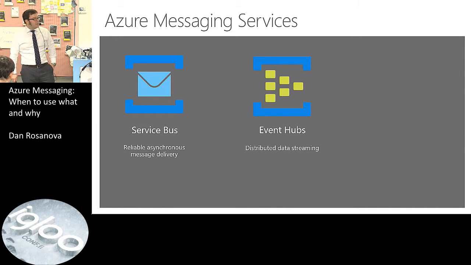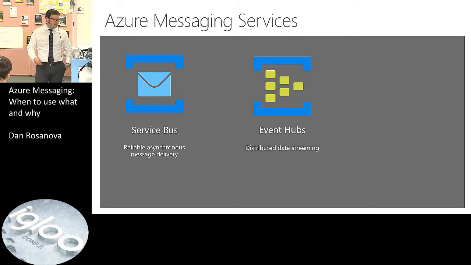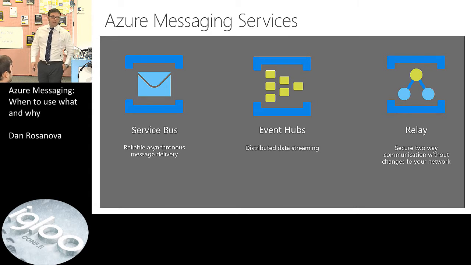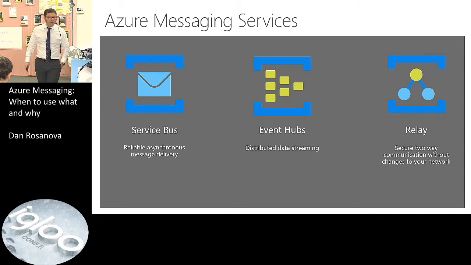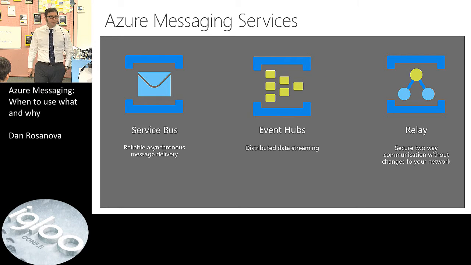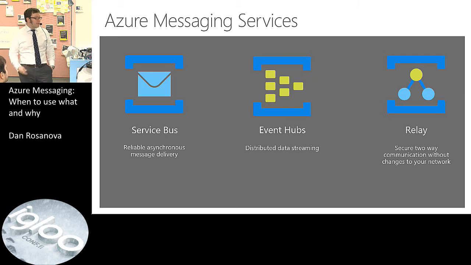The next is Event Hubs, which has had some pretty good mentions already, so I'm pretty happy about that. Event Hubs is a distributed data streaming service. And the last one is Relay. And Relay, or hybrid connections, is very interesting because there's really nothing quite like it in the world right now, and it's about secure two-way communication through firewalls and VPNs, or through firewalls and NATs without VPN.